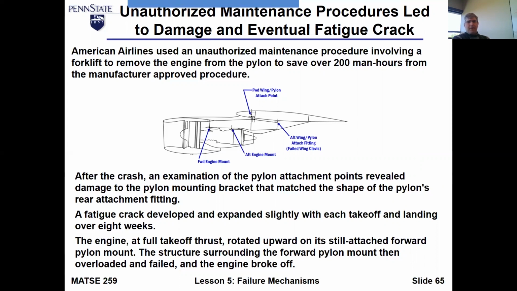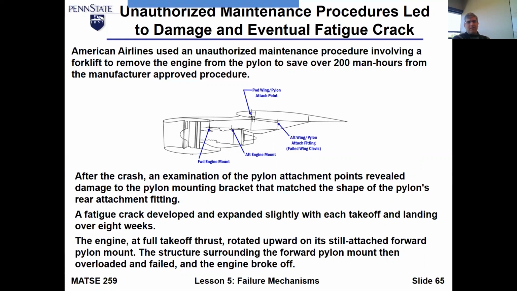Now, when they had to do maintenance and replace the engines, which is pretty commonly done on commercial aircraft of this size, they were required to basically remove the engine. There was a very long and involved procedure for removing the engine. American Airlines thought they had developed a workaround that saved them over 200 man hours. And as industrial engineers, which a lot of you are, that is a pretty big savings. So they took the manufacturer-approved procedure and trimmed it down.